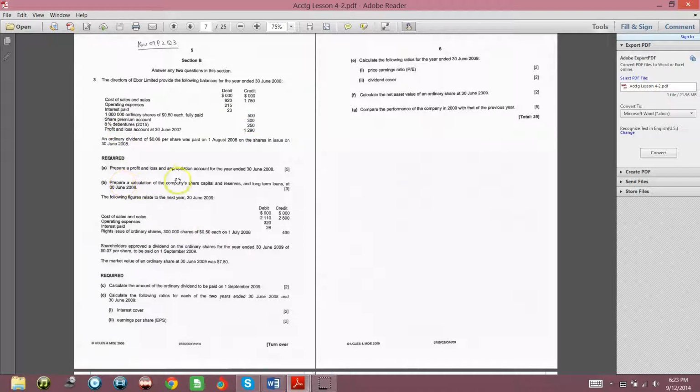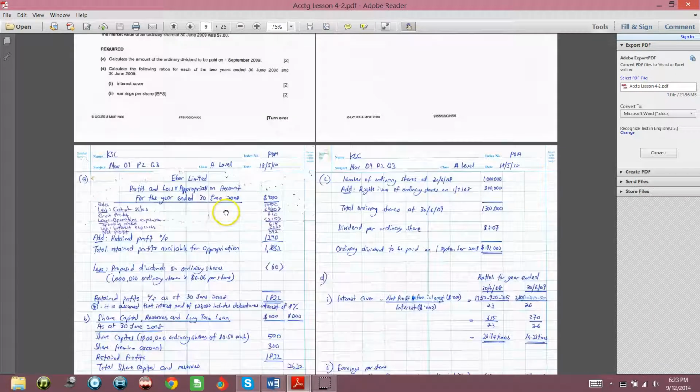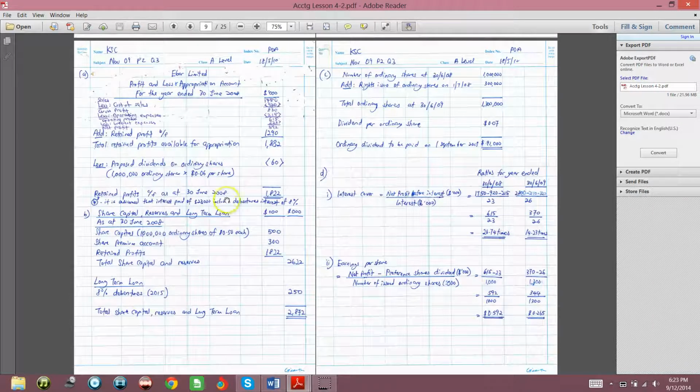Prepare a profit and loss and appropriation account for the year ended 30 June 2008. Prepare a calculation of company share capital and reserves and long-term loans at 30 June 2008. So part A says prepare a profit and loss and appropriation account. So do up the structure for the year ended 30 June 2008. Here I put the dollar sign. In the exam, no correction tape. Over here, sometimes I use correction tape, but in the exam, you are not supposed to. So profit and loss and appropriation account. Appropriation account means how are you going to share your profit?